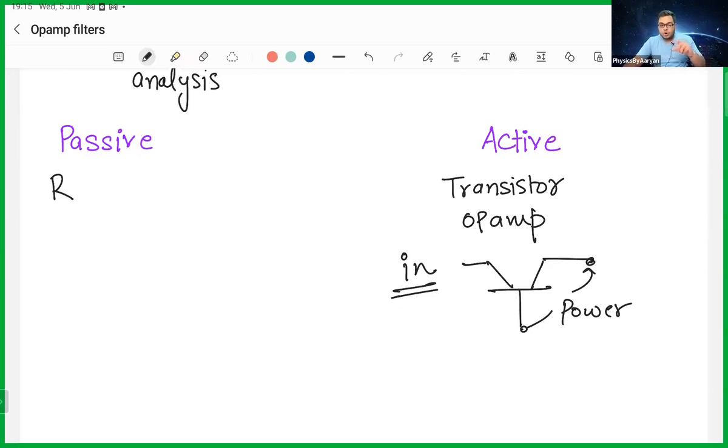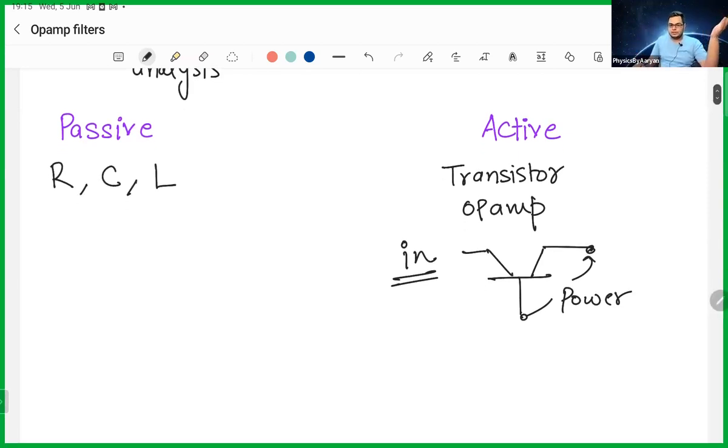So the elements of an electronic circuit which need power to work are known as active elements. But on the other hand, the elements which do not need power, for example resistor, capacitor, inductor, these are all things that you have studied in your lower classes. Resistor, capacitor, inductor. A capacitor is a capacitor. You don't need any power to use it.